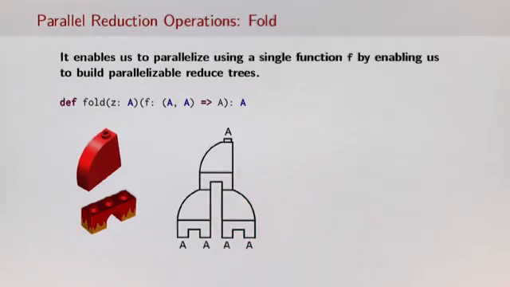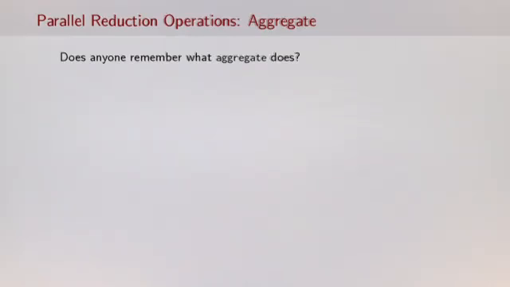So I hope you have some intuition now for the differences between fold and fold left and why it's easy to parallelize one operation but not easy to parallelize the other one. And that brings me to the aggregate operation. Does anybody remember what aggregate does? This is important, so I'll give you a second to try and remember. I'll give you a hint though. As it sounds, it's similar to fold left or fold. However, the signature is a little different.